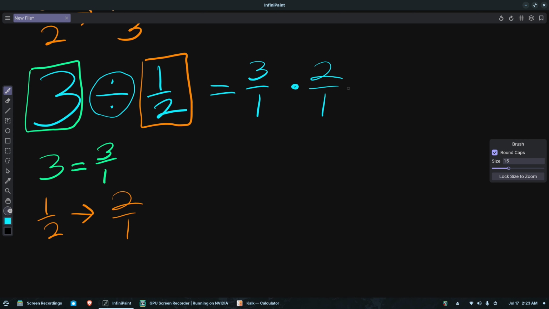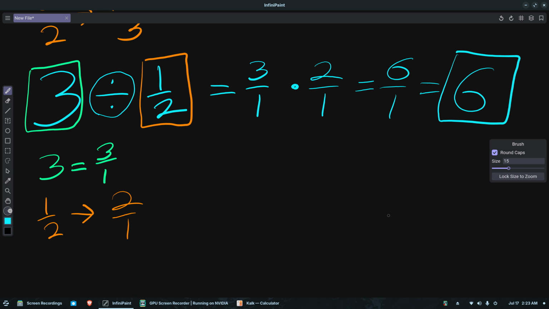And we just multiply fractions, so 3 times 2 equals 6. 1 times 1 equals 1, and basically this is just 6, because 6 divided by 1 equals 6. And 6 is our final answer. And you will actually notice something interesting here.